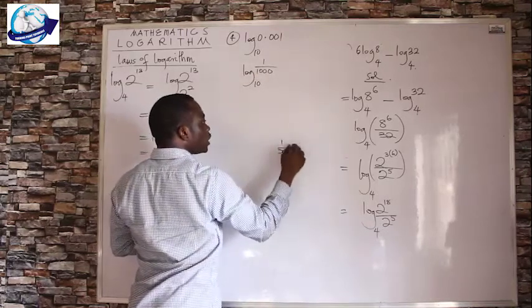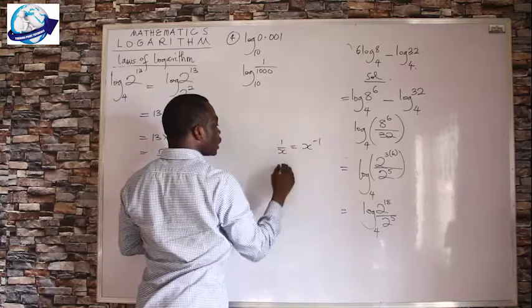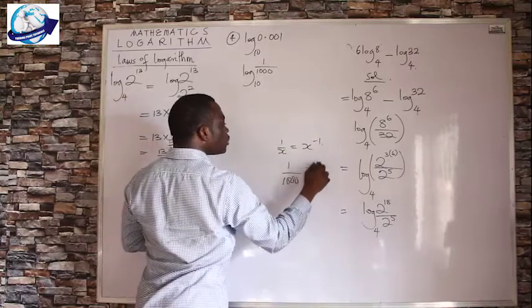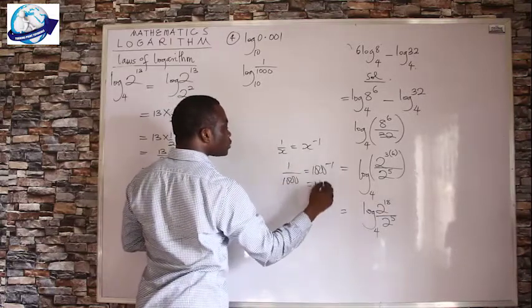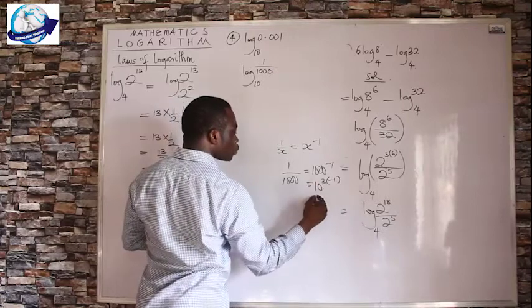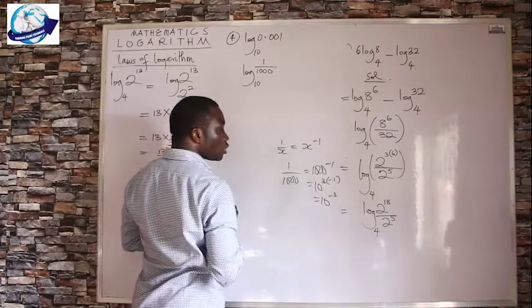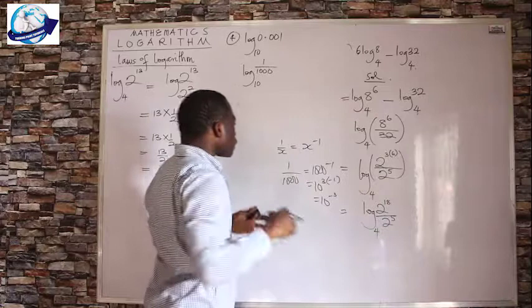And don't forget what I said earlier, that 1 over s is s to the power minus 1. So that means 1 over 1000 is 1000 to the power minus 1. And don't forget that 1000 is now what? 10 to the power 3, which multiplied by minus 1 gives you 10 raised to the power minus 3. Alright? So let's apply this quickly and see what we have.